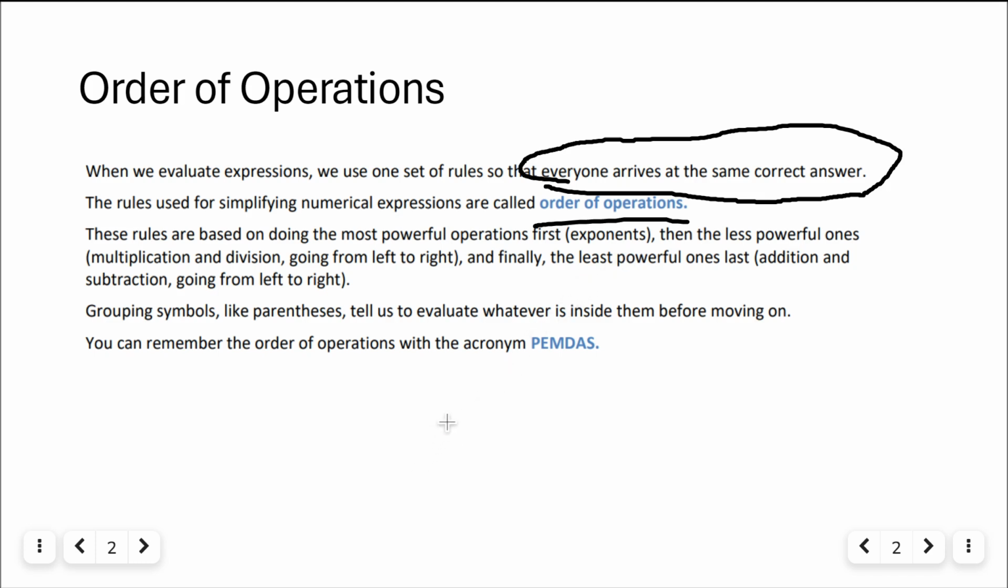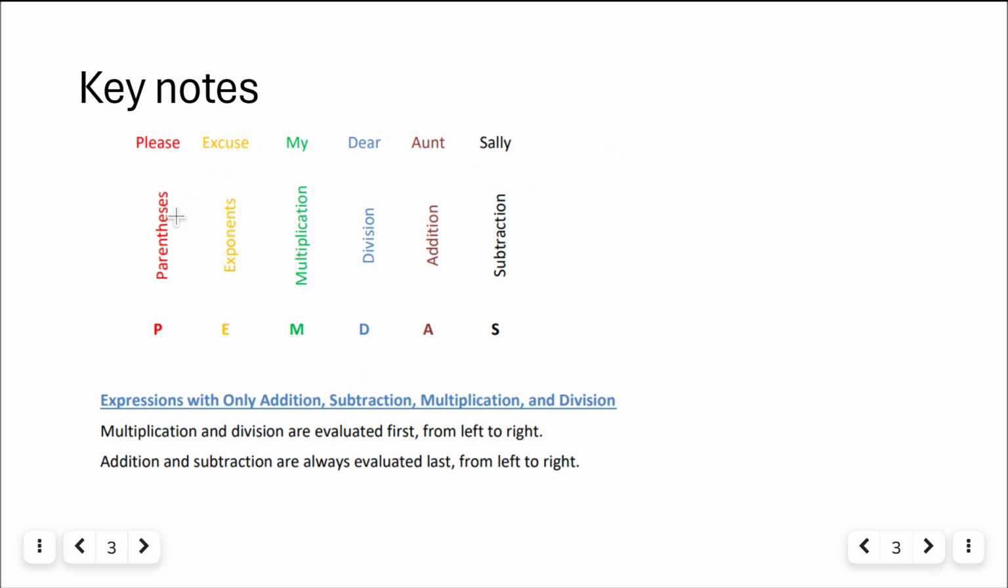Okay. So the order of operations, right? We usually remember it as PEMDAS, or please excuse my dear Aunt Sally, or purple elephants march down Apple Street, I think is another one. Okay. So here they are.